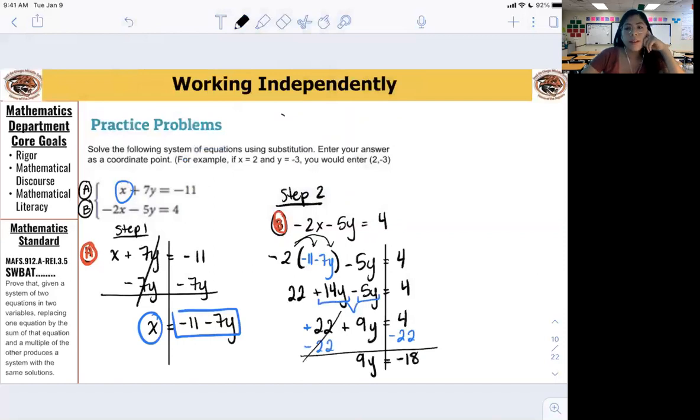Nice. And finally, what do I do to both sides? Divide by 9. y equals -2. Perfect. Nice job, Christopher. Good job. Any questions on this one? And I'm seeing some correct answers in the chat as well. We're not done though, but so far, any questions?